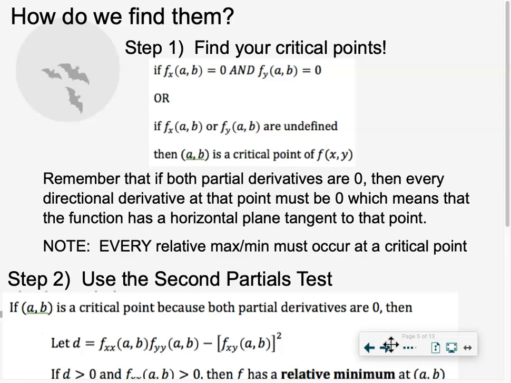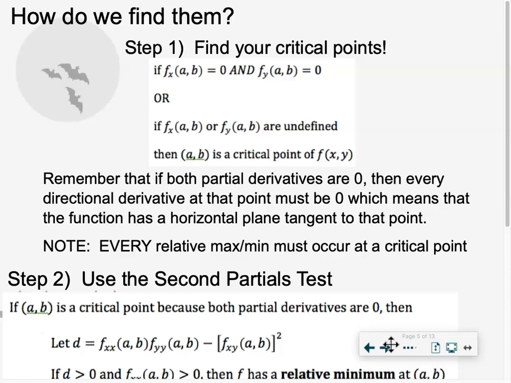Now you've got 2 partials, right? So you have to find your f sub x and your f sub y. Remember, for you to have a critical point, they have to both be 0 at the same time. So you're setting partial x equal to 0 and partial y equal to 0, and often it's going to generate a system that you're going to have to solve.